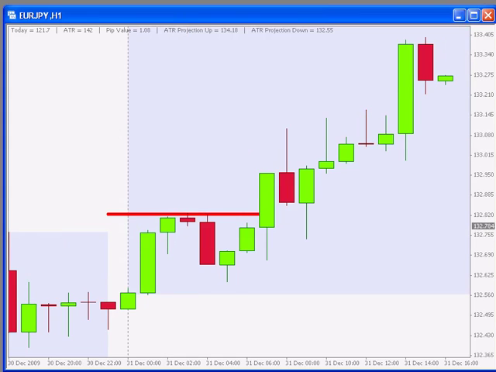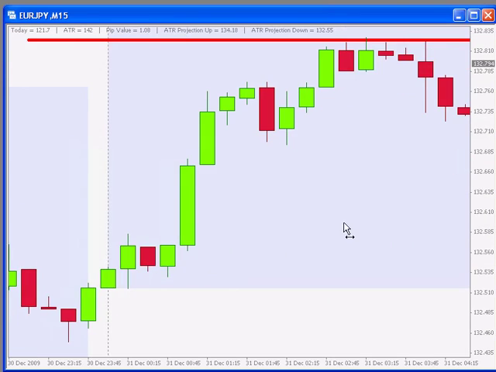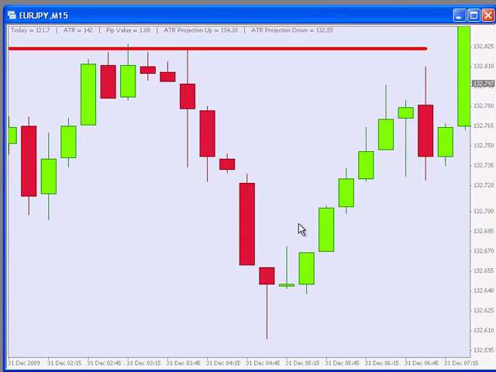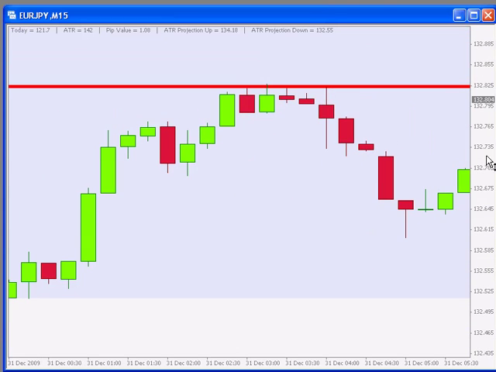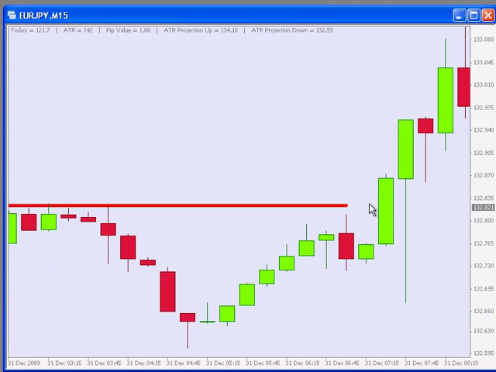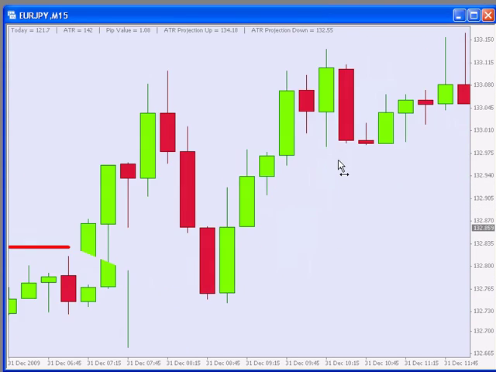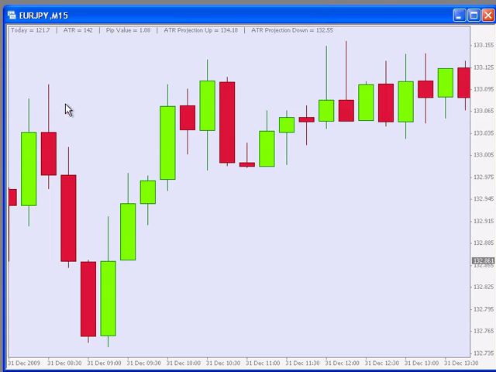Actually, just let me zoom into the 15 minutes time frame. Let's scroll. That's the high for the Tokyo range. Okay, right there. That's the nice breakout move. Okay, whoops. That's the pullback.